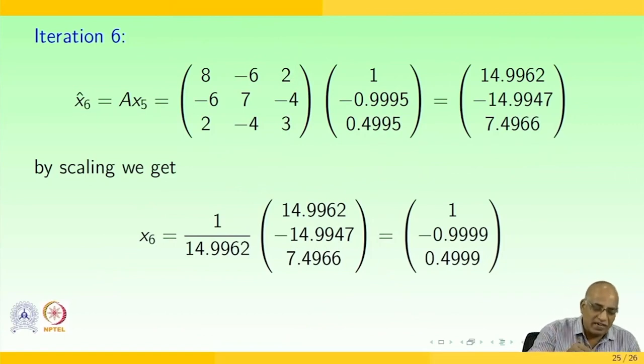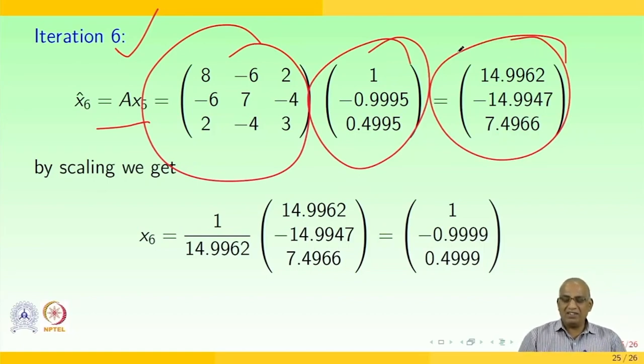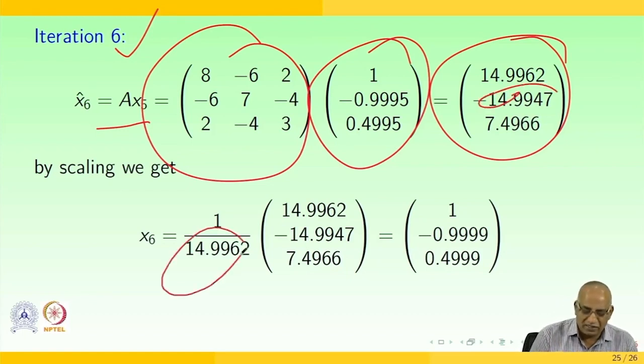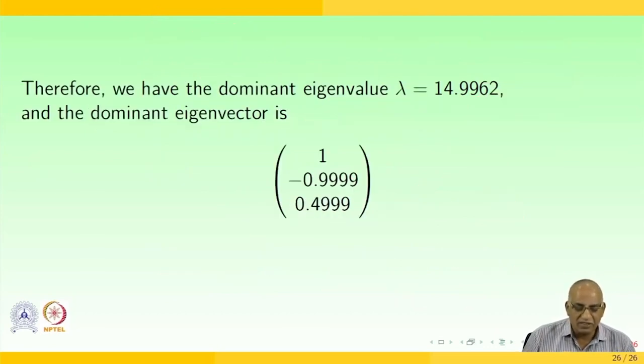Similarly, when you carry out iteration 6, x6 is equal to A x5. This is a matrix multiplied with x5, and you will get a matrix of the form 14.9962, -14.9947, 7.4966. By scaling with the maximum value, the value you get finally after 6 steps is 1, -0.9999, 0.4999.